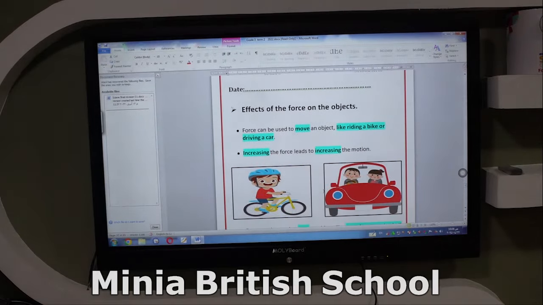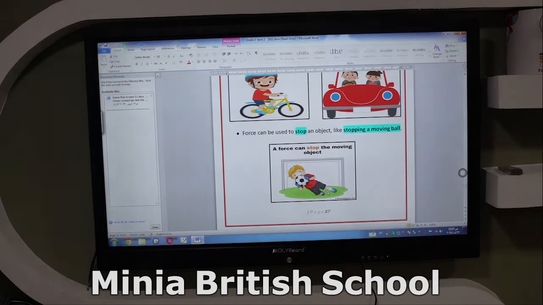Now the effect of the force on the object. I asked you a question before. Do you think force always makes motion? Always causes motion? No, this is not true, because sometimes we can use our force to stop things, like this player, he used his force to stop the moving ball.